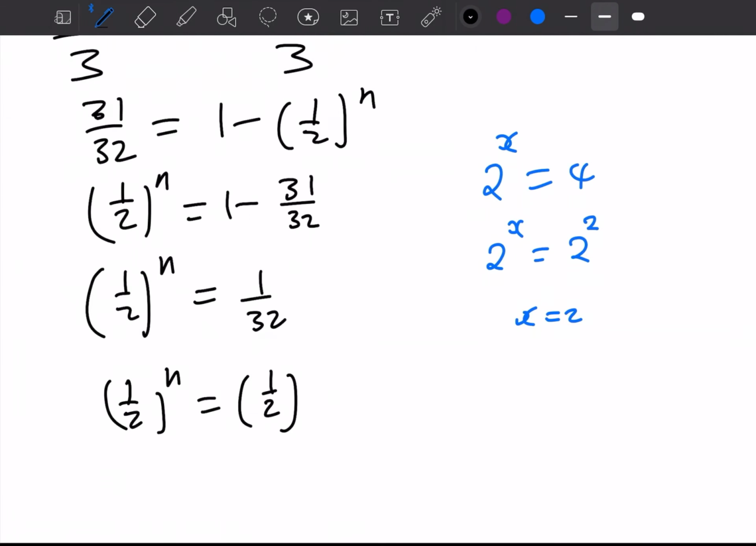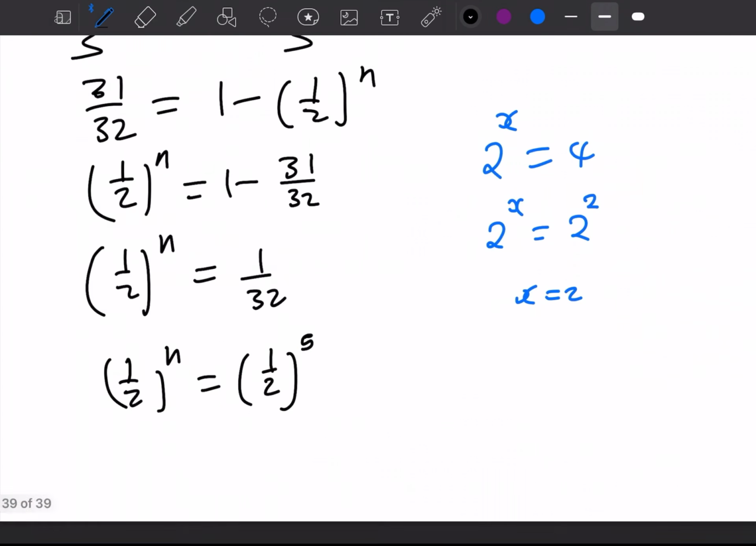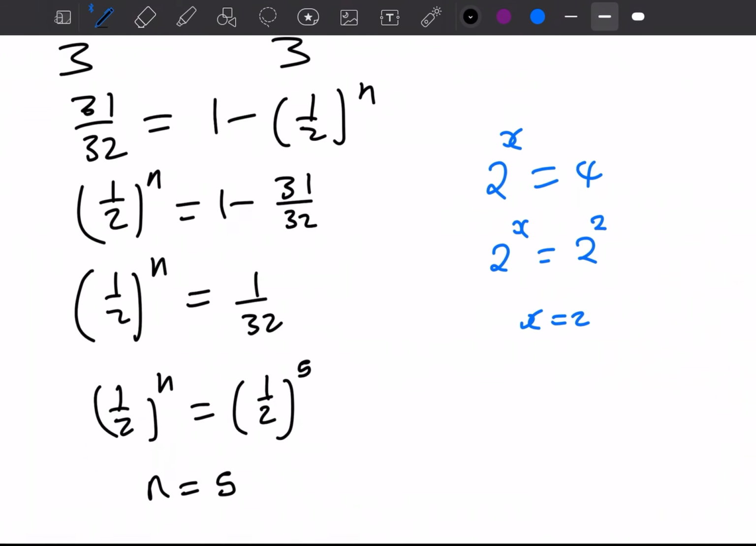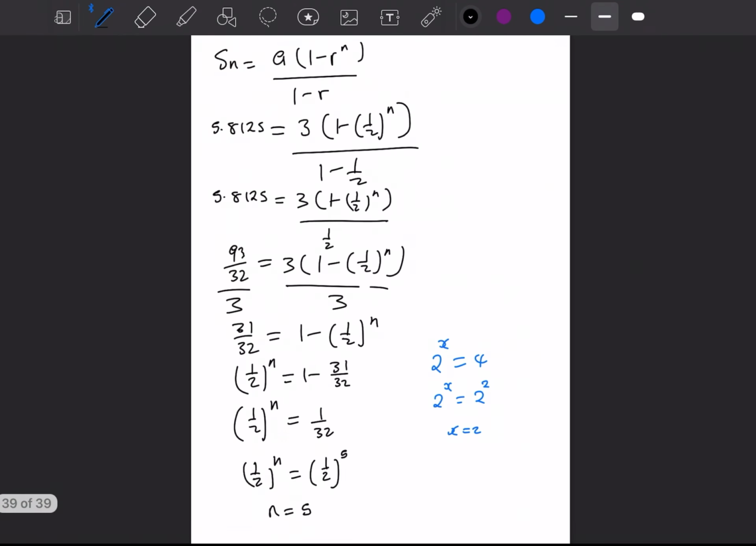No, you don't. You do that with power 3 as well, you don't get 1 over 32. You do that with power 4, you don't get 1 over 32. Do that with power 5, what do you get? 1 over 32. So 1 over 32 can be written as half power 5. Now, look, the bases are the same, therefore the exponents should be the same, and that's what they are looking for. n is equal to 5. That's what they want us to calculate.